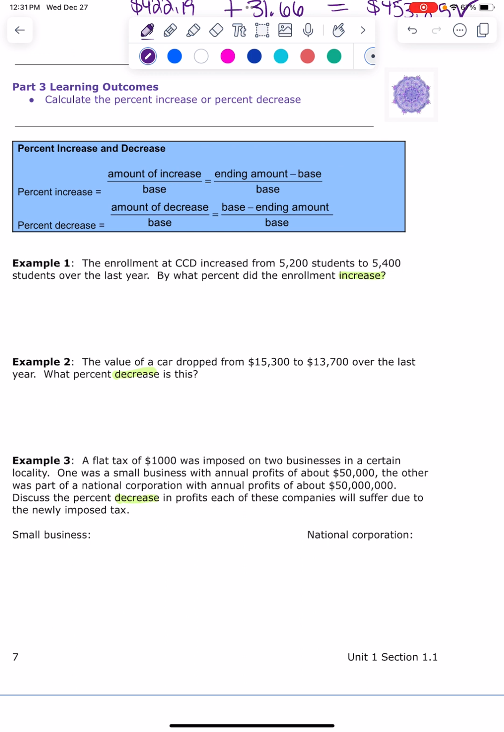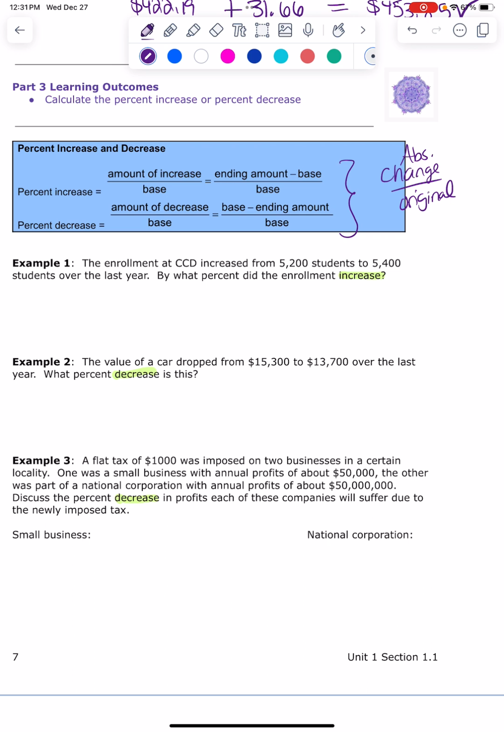Now, this table here, you do not have to memorize this. It's easier just to think of it as find the change, like how did it change, and then divide by the original. So this all boils down to the change divided by the original. And it's not percent change, it's absolute change, so just subtraction.